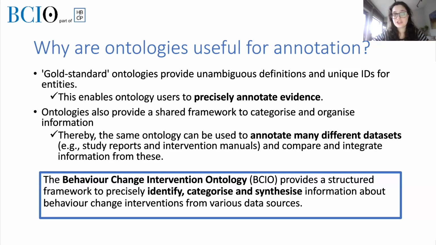Ontologies also provide a shared framework to categorize and organize information across many different research groups and scientific disciplines. So thereby the same ontology can be used to annotate many different data sets, such as study reports and intervention manuals, and compare and integrate information from these. More specifically, the Behavior Change Intervention Ontology provides a structured framework to identify, categorize, and synthesize information about behavior change interventions from various data sources precisely.